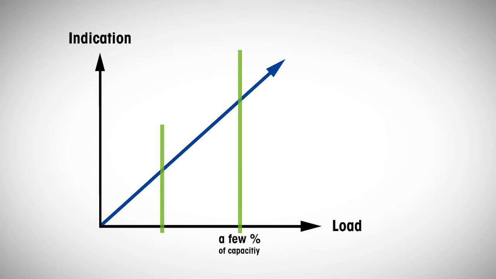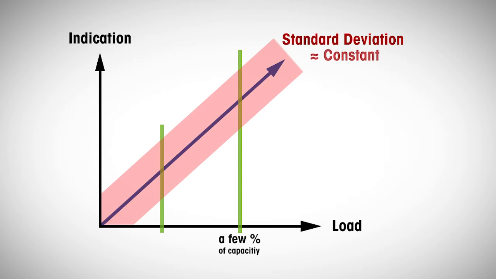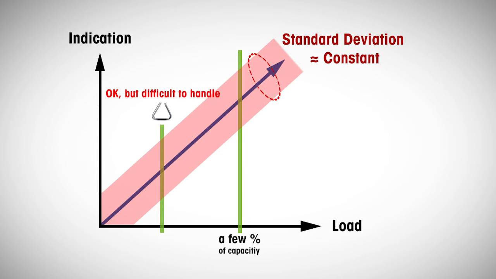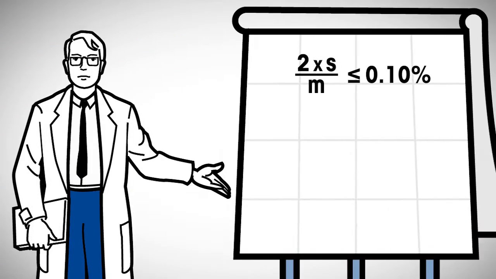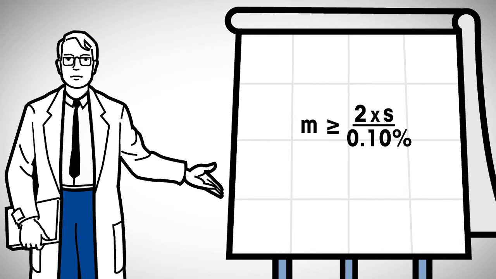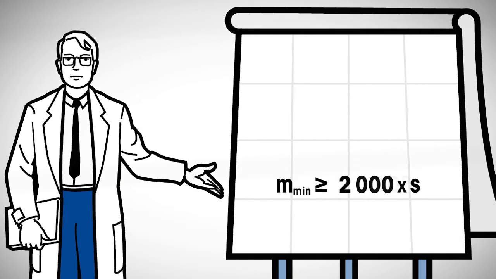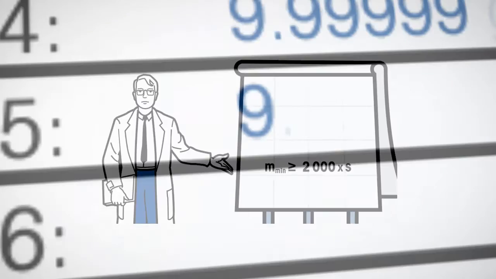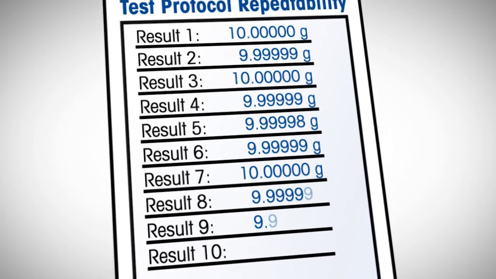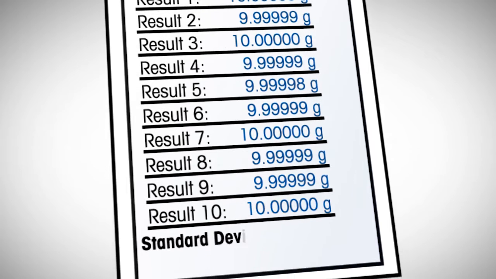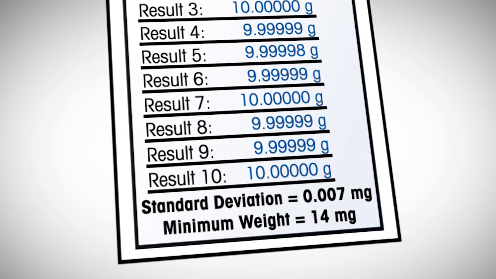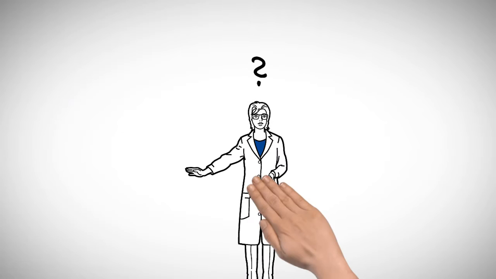USP states that the standard deviation is virtually independent of the sample mass at the lower end of the weighing range. Hence, a test weight of a few percent of the balance capacity can also be used to assess repeatability and derive the minimum weight from this formula. Let's make an example. The standard deviation was measured as 7 microgram, so the minimum weight equals 14 milligram.